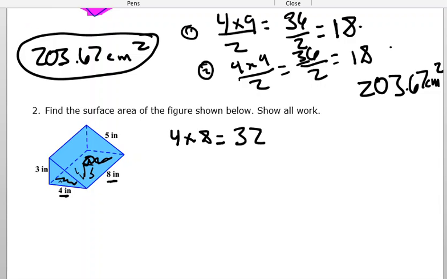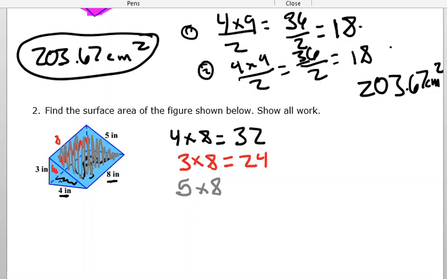All right. And then I have this back section here. And that's going to be 3 times 8. So I have 3 times 8. And that's going to give me 24. And then I have this larger section here. And that's going to be 5 times 8, which is going to give me 40.